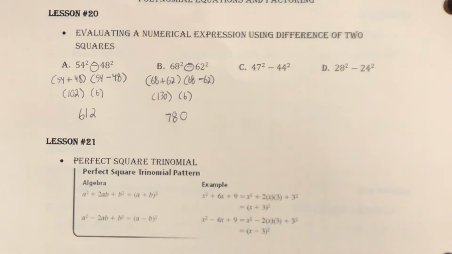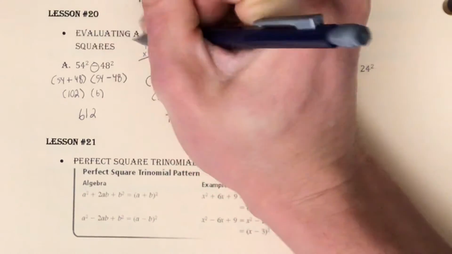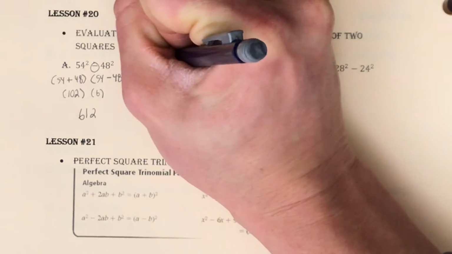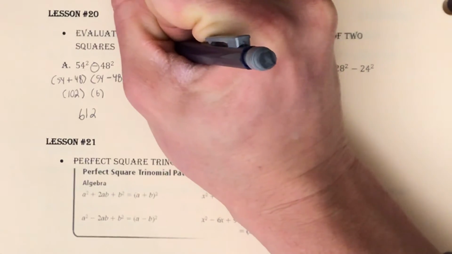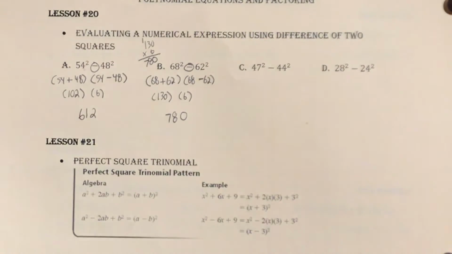Now again, if you can't necessarily do those in your head, that's okay. I could write that out, 130 times 6, and do that. 6 times 0 is 0. 6 times 3 is 18, carry the 1. 6 times 1 is 6, plus 1 is 7. And that's okay, and it's a little bit easier than if we were to multiply 68 times 68. I'd encourage you to try example C now on your own, then check your answer with mine.